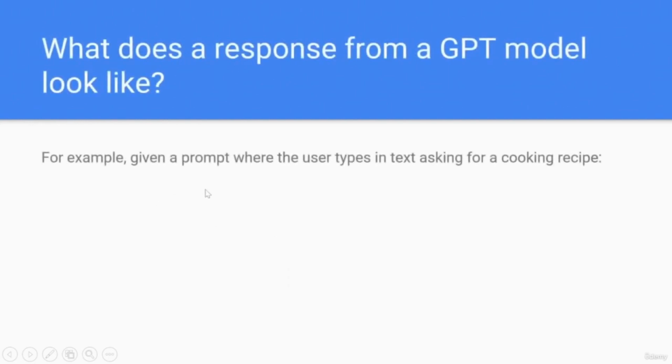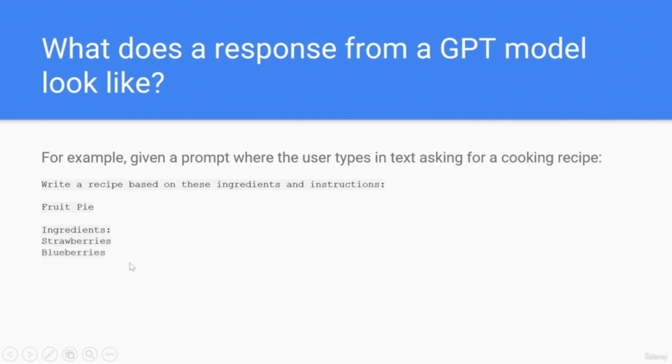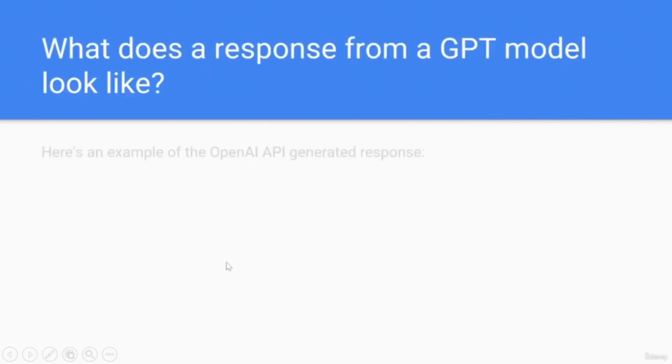For example, given a prompt where the user types in text asking for a recipe, it will be like this: write a recipe based on these ingredients and instructions. Fruit pie, and the ingredients will be strawberries, blueberries, flour, eggs, milk, and so on. You can see that here it is.